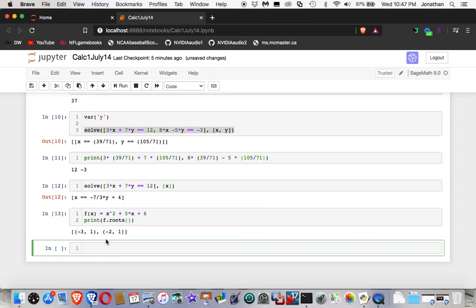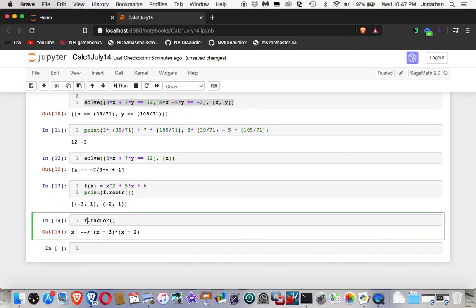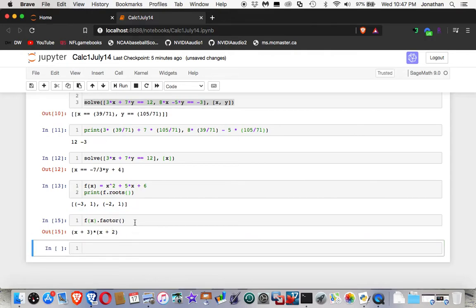Right, so we could write f of x dot factor, there we go, and we would get x plus 3, x plus 2. So that would be another way to see that the roots of f are minus 3 of multiplicity 1 and minus 2 of multiplicity 1 as well.